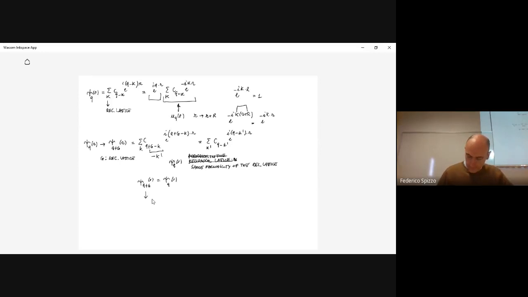Since to each wave function you have a value, there's a correspondence between wave function and energy value. So if I call E(Q+G) the energy value corresponding to psi_{Q+G}, and E(Q) is the energy value corresponding to psi_Q, then these two values have to be equal. So also the energy has the same periodicity of the reciprocal lattice.